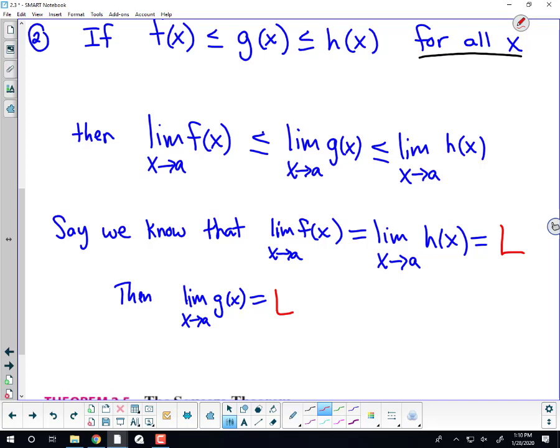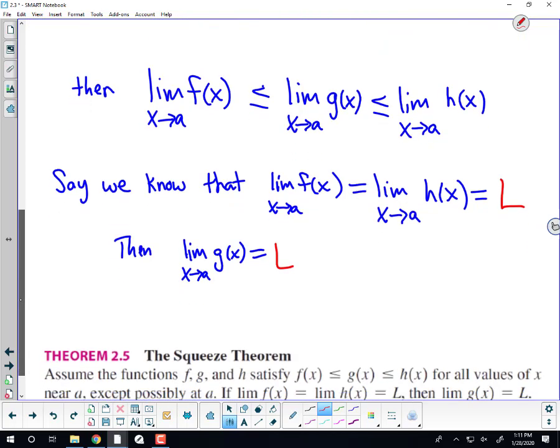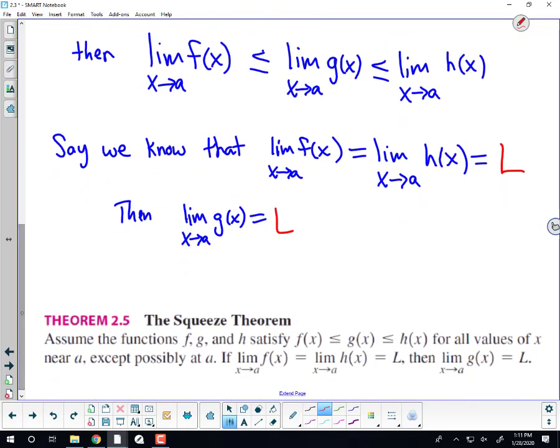Does everybody agree with that? I mean, intuitively, does it make sense? So that's what theorem 2.5 here below, the squeeze theorem, is saying. We've got three functions, the inequality is satisfied for all values of x, and if the two end limits are equal to some number, that means the middle limit has to equal the same number.